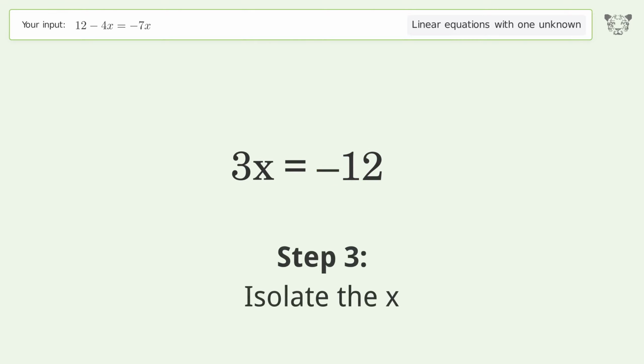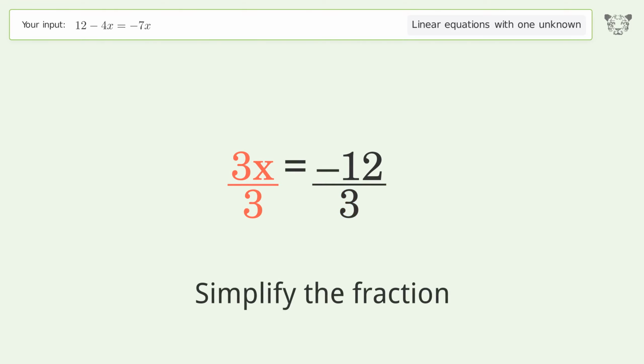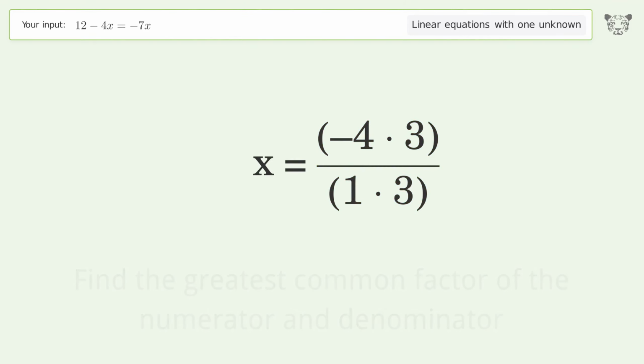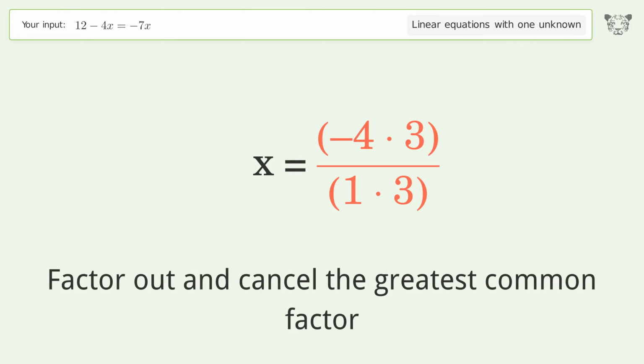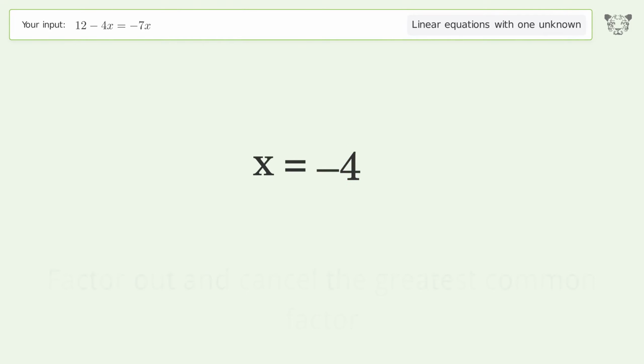Isolate the x. Divide both sides by 3. Simplify the fraction. Find the greatest common factor of the numerator and denominator. Factor out and cancel the greatest common factor. And so the final result is x equals -4.